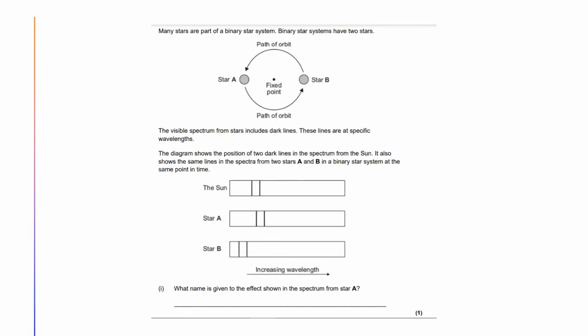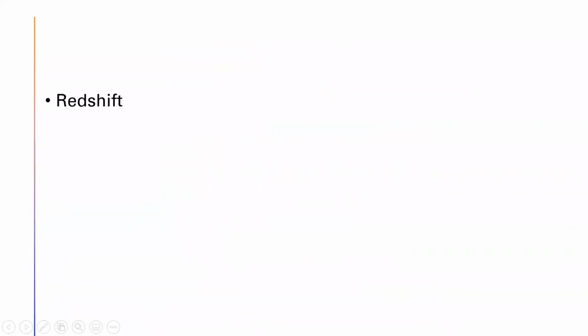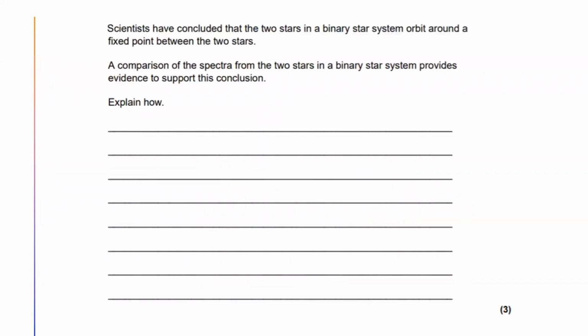So what name is given to the effect shown in the spectrum from star A? Just said it accidentally. So star A is redshifted. Redshift. Yeah, again, so it's the same answer for a different question. Okay, so same question following, so same diagram we can refer back to. Scientists have concluded that there are 2 stars in a binary system orbiting about a fixed point between the 2 stars.